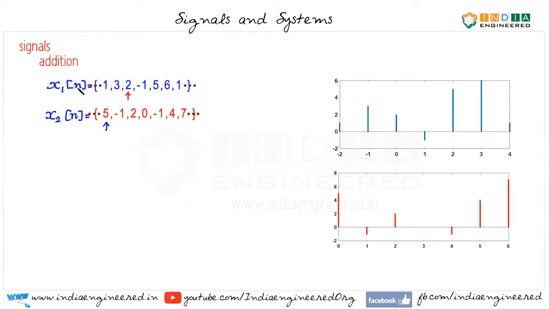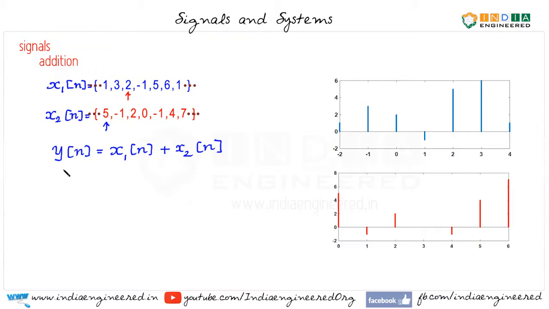The value of x1 of n at n equal to 0 is 2, and the value of x2 of n at n equal to 0 is 5. For this signal the origin is 2, and for this signal the origin is 5. Now we will be adding these two signals, that is y of n equal to x1 of n plus x2 of n. So all we need to do is add the signal amplitudes at corresponding indices.